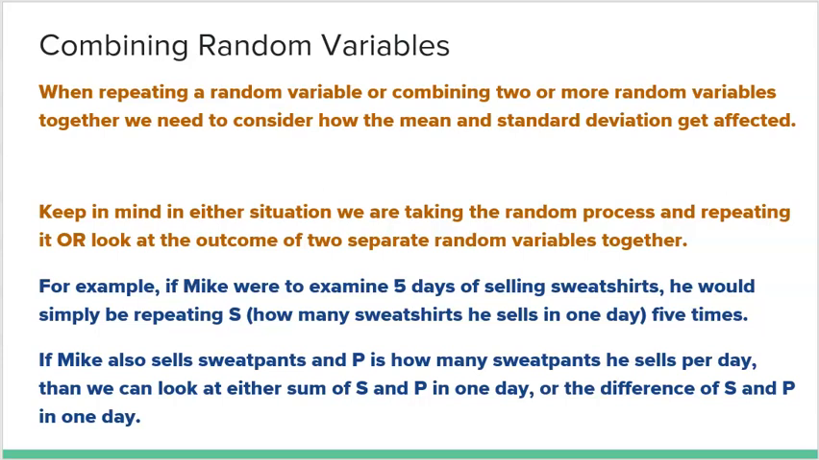So here's an example. If Mike were to examine 5 days of selling sweatshirts, not one day, but if he were to say, what do I expect over the course of 5 days? That is simply taking his random variable S and repeating it 5 times. But maybe Mike also sells sweatpants, and that's P. Well, now we want to combine the total amount of clothing items. So we want to combine the sweatshirts with the pants. Or maybe we want to look at the difference between the sweatshirts and pants. But the idea is now we have two random variables. How many sweatshirts do I sell? How many pants do I sell? And we want to put them together.